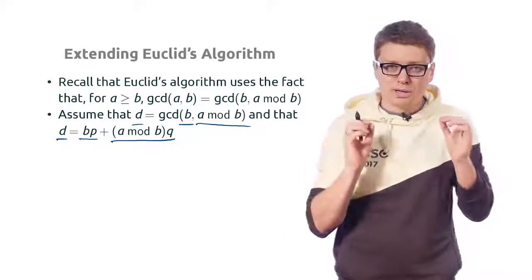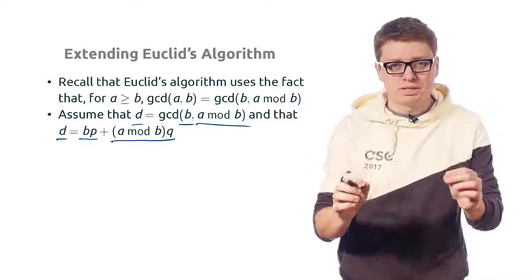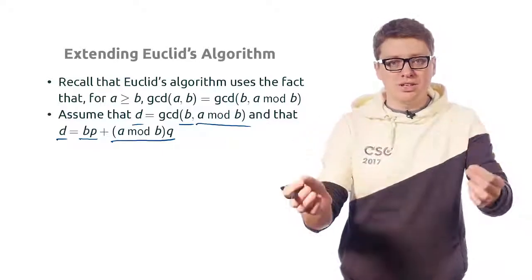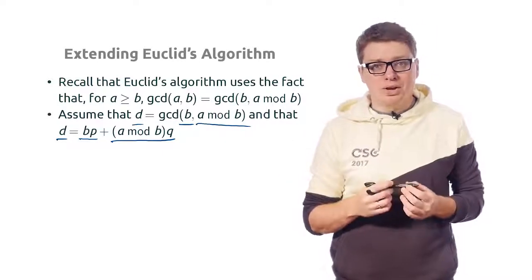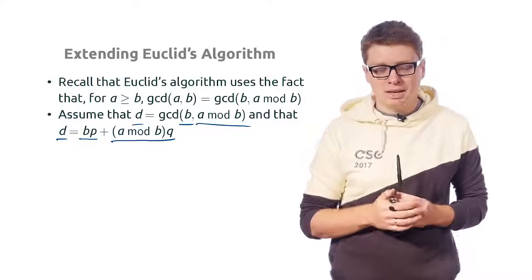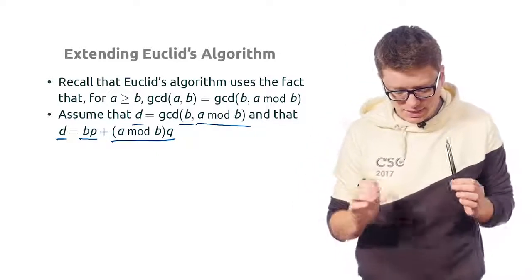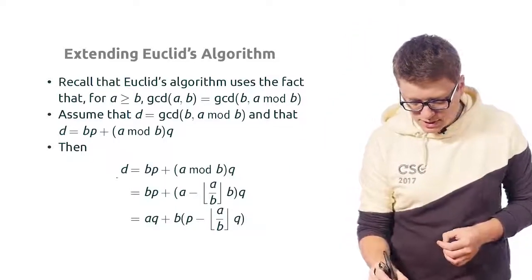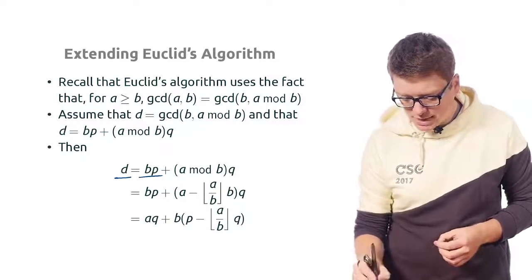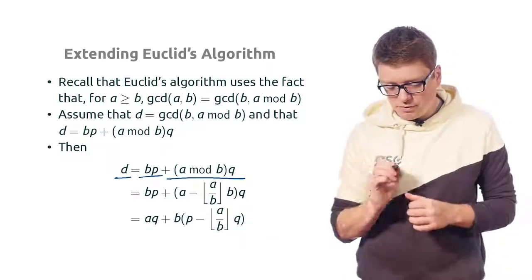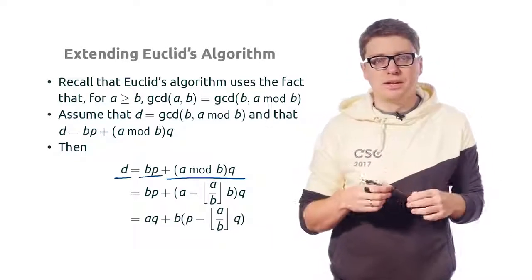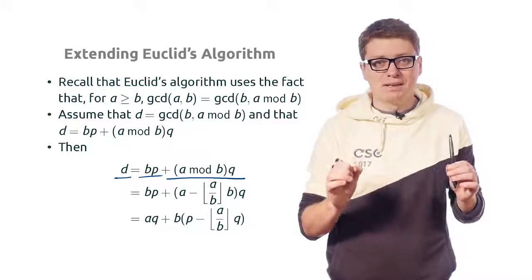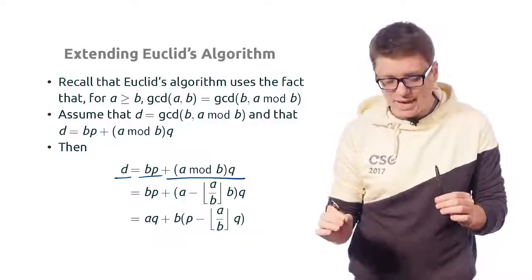So now what we would like to do is to transform this certificate into a certificate of the pair a and b. Okay, so for this we need a little bit of calculations. We know that d is equal to b times p plus (a mod b) times q. First of all, let's rewrite a mod b using just a and b.